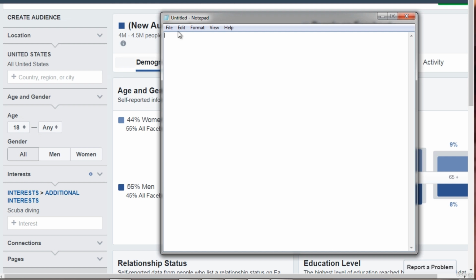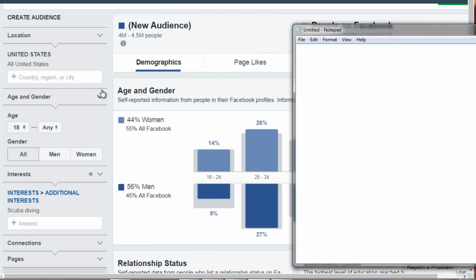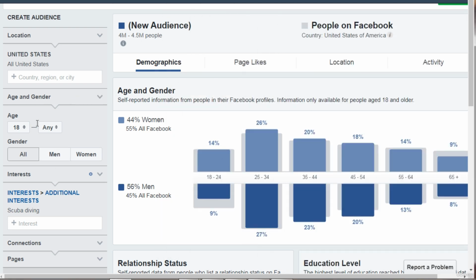So if we take a look here, remember I started with any age and any gender, but we can see 55% of women on Facebook, 45% of men on Facebook. In general, it seems like the most is men, but it does seem like it's 50-50, so we're just going to stick with both.